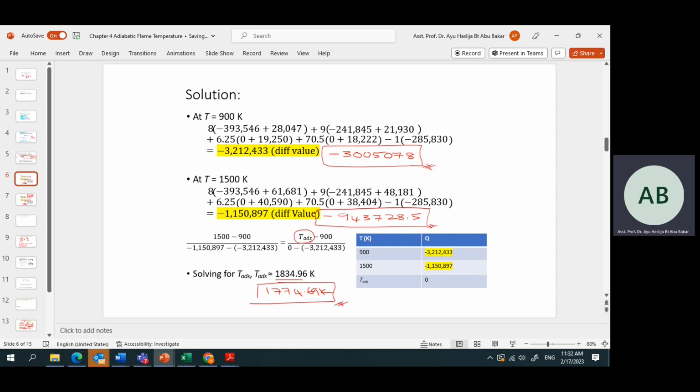Here, for the solution, it assumes the temperature is at 900 and 1500. You must assume two temperatures. How to assume? Simply assume. Okay, we'll see. This one, T900 and T1500. Now you find out all the infos at T900.